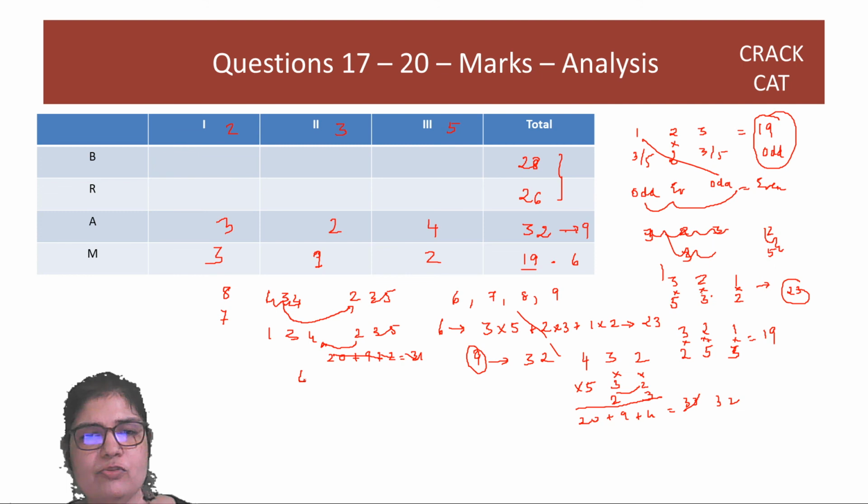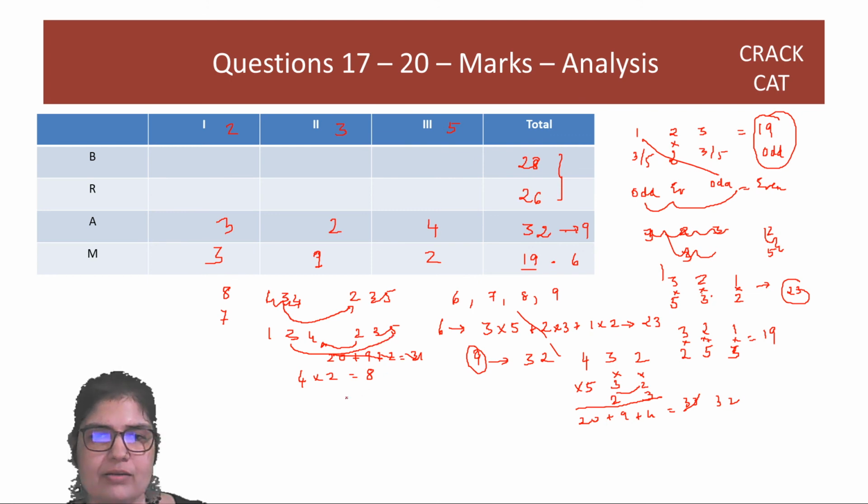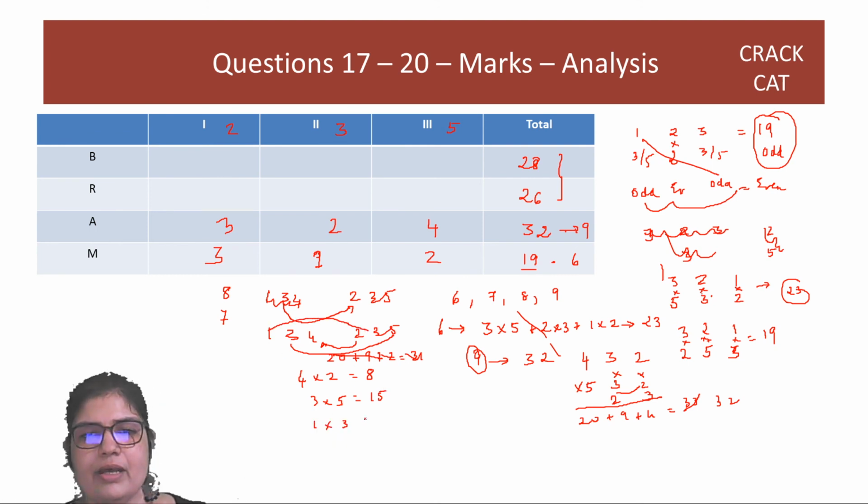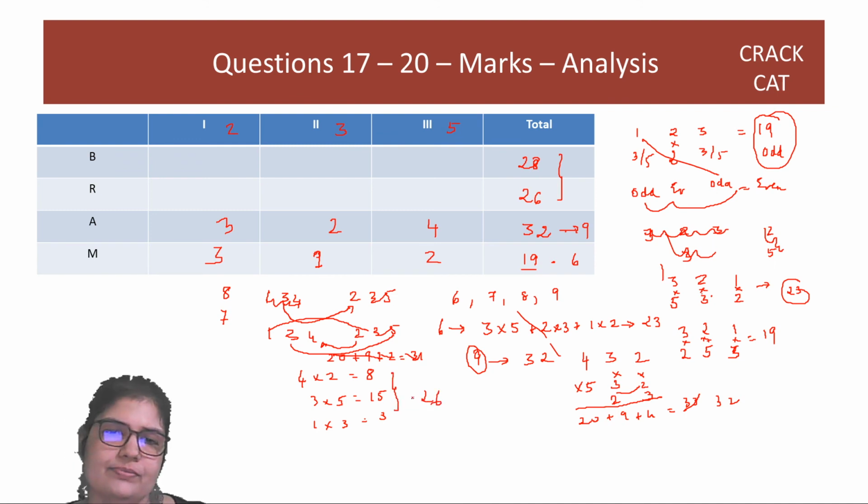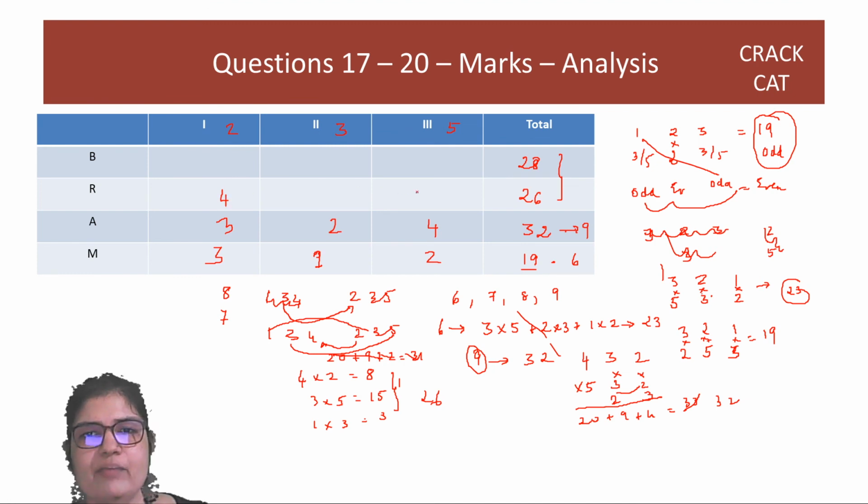So you will attempt 4 questions in the 2 markers. That will give 8. And then if you do 3 questions with 5 markers, that will give you 15. And 1 question with 3 markers, that will give you 3. And your total will be even. It will be 26. So the 8 questions have to go with 26, right? So your 2 markers are 4 questions. Your 5 markers are 3 questions and this is 1 question.